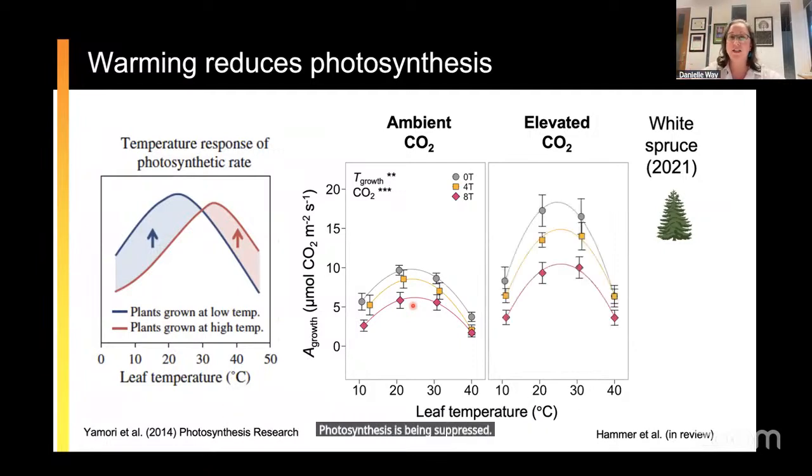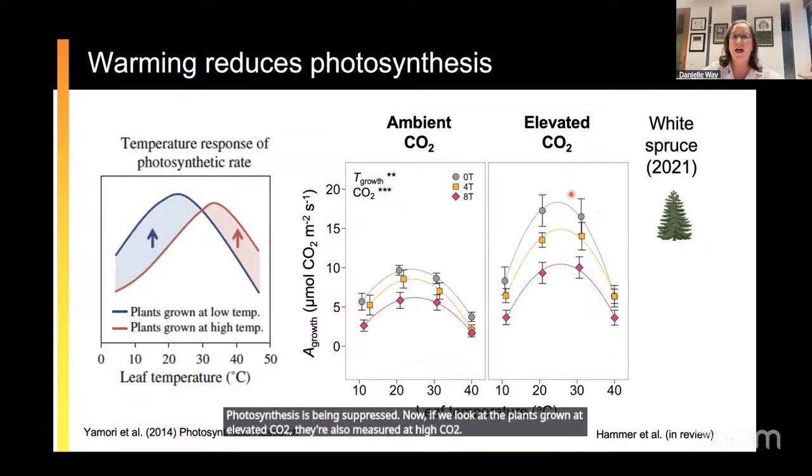Now, if we look at the plants grown at elevated CO2, they're also measured at high CO2. So that stimulates their photosynthetic rate when you measure them. But again, you can see that we're not getting this typical acclimation response, and that as you increase growth temperature, you're suppressing photosynthesis.